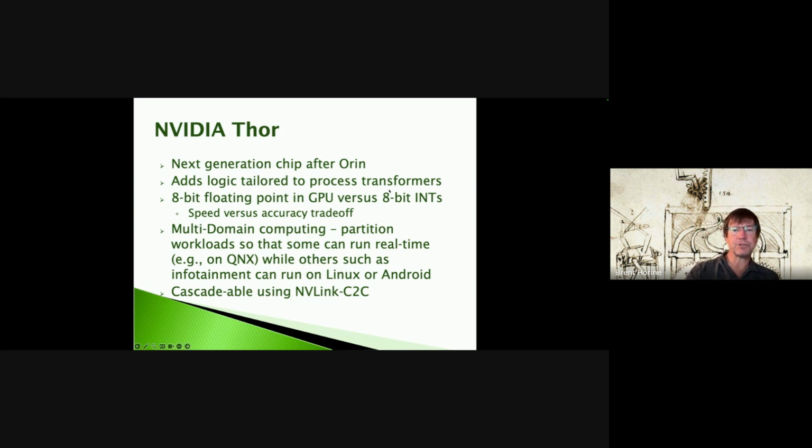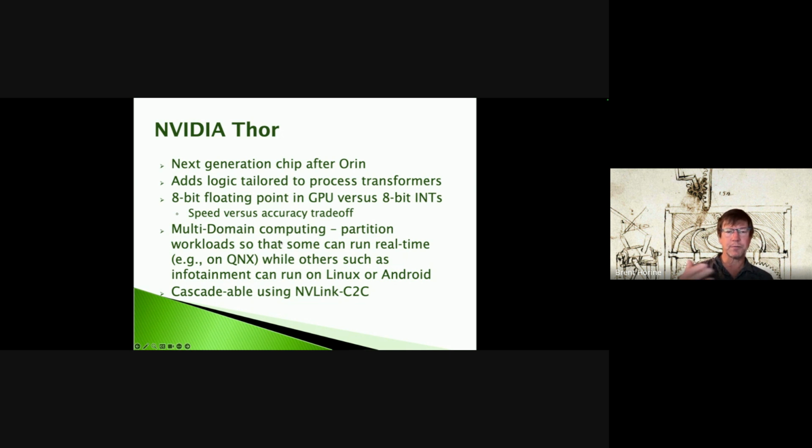So in GPUs, we've got all sorts of different things. We've got 8-bit ints, we've got these newer 8-bit floating point representations. Basically, this is all a speed versus accuracy trade-off. There's other sizes, and you can drill down into that on their website, but ultimately it's a speed versus accuracy trade-off. And then we have this multi-domain computing, this ability to partition workloads because we have multiple cores, right?